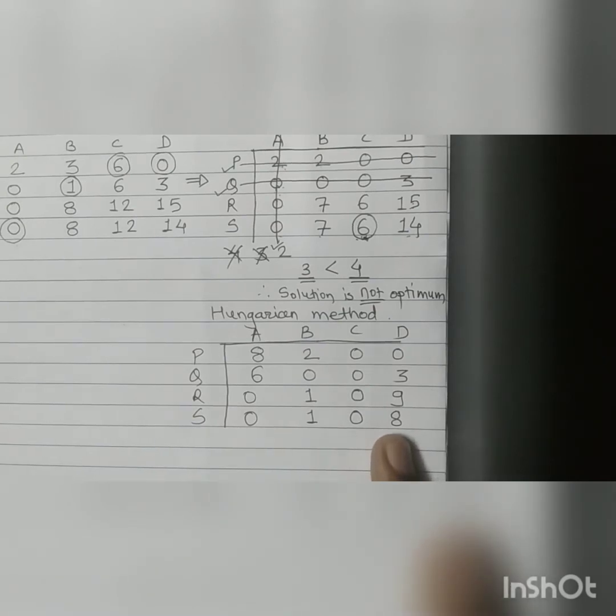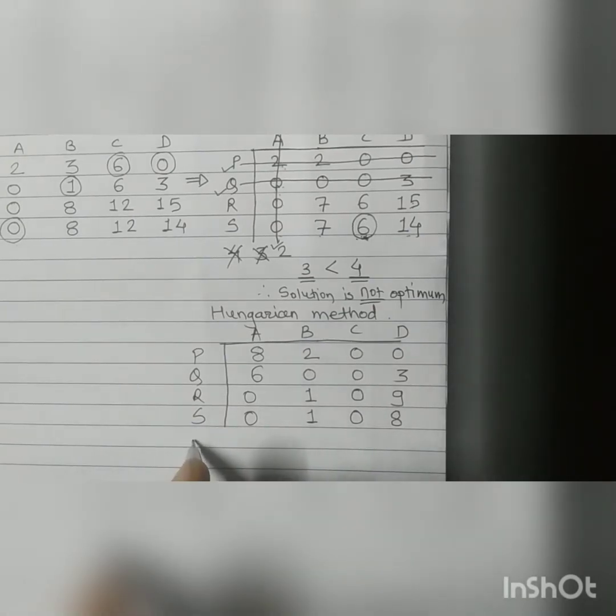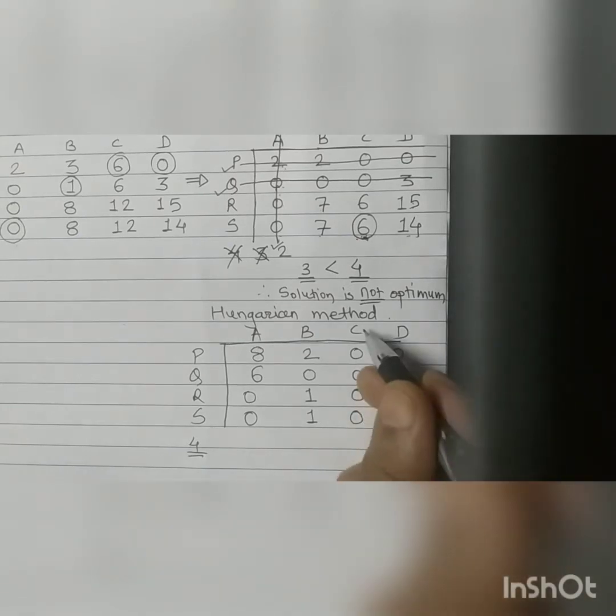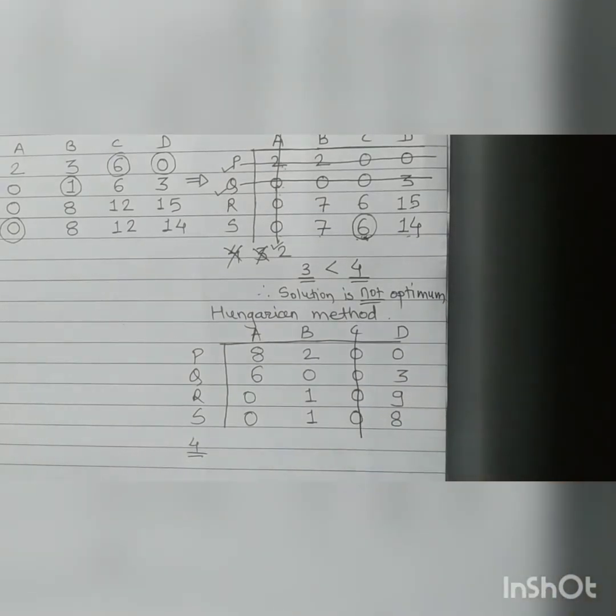Now again you have to draw lines. So search for, as the order of matrix is 4, you have to search for 4 zeros. Can you find 4 zeros? You can pause the video and you can search. Yes, you can find 4 zeros in the third column. So draw a vertical line covering these zeros. Now search for 4 zeros. Can you find 4 zeros? No. Reduce this by 1.